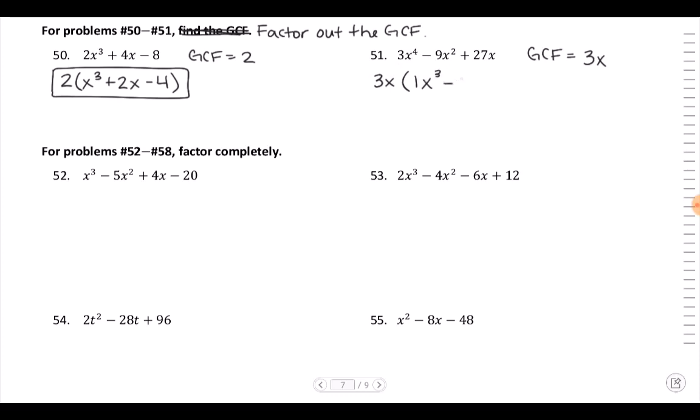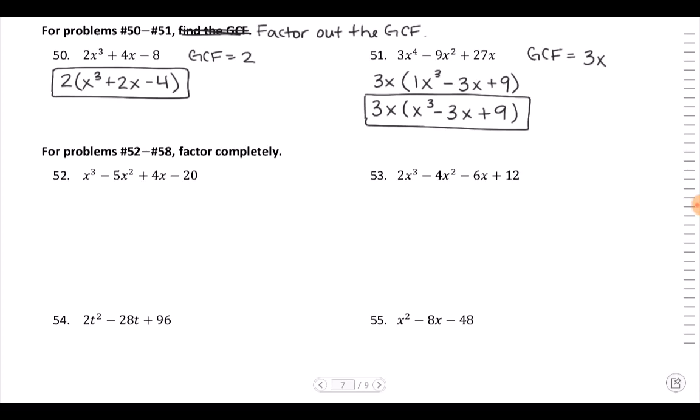9 divided by 3 is 3. I had 2 x's. I took 1 to the front, so I have 1 left in here. And then 27 divided by 3 would be 9. I had 1 x and I pulled it out to the front, so I don't have any x's left. So my final answer here would be 3x times x cubed minus 3x plus 9. Okay.